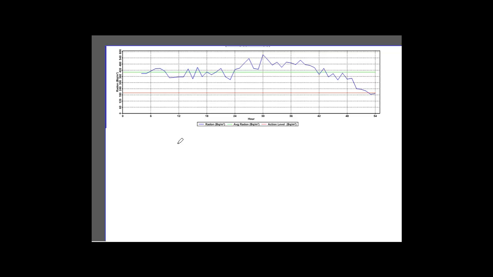So we did talk about the red line, and here's an example of the action level being shown in the report, and the average, being the green line, is well above the recommended action level, and you can also see that most of the radon points were also above the action level. So this is a result of a house that would likely be seeking mitigation.